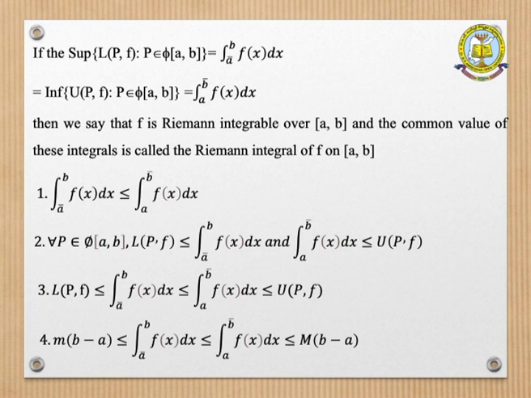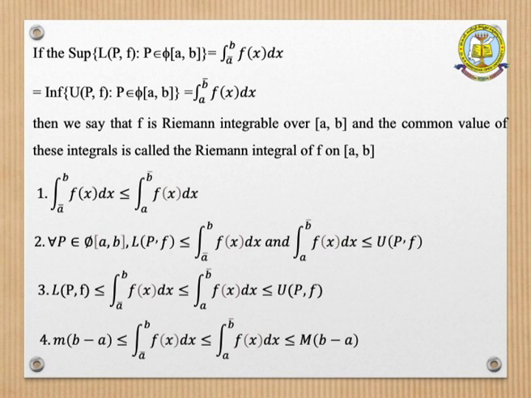I told you at the beginning, you have to remember like this: the element is less than the supremum and the infimum is less than the element. So, finally, what you have is LPF is less than or equal to the lower integral a to b f of x dx, which is less than or equal to the upper integral a to b f of x dx, which is less than or equal to UPF.